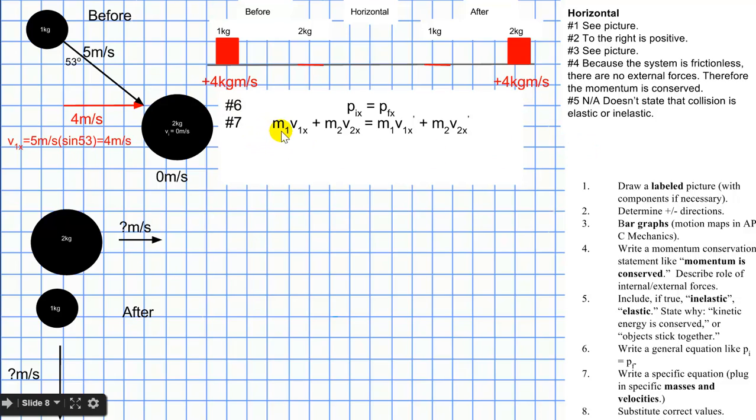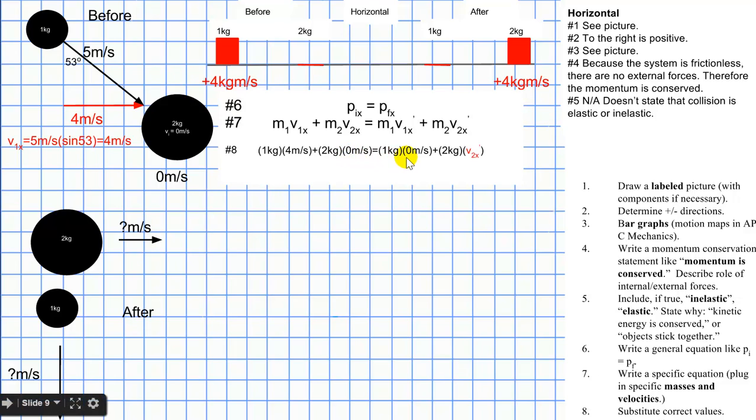Then number 7 is to write out our equation. So that's M1, the 1 kilogram mass, M2, the 2 kilogram mass. Those are each momentum, or each momenta, before the collision, and here are the momenta after the collision. Now again, we know that the 1 kilogram mass is going 4 meters per second before the collision. The 2 kilogram mass is not moving at all.